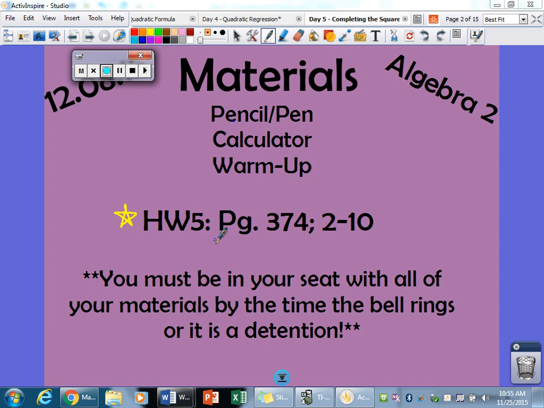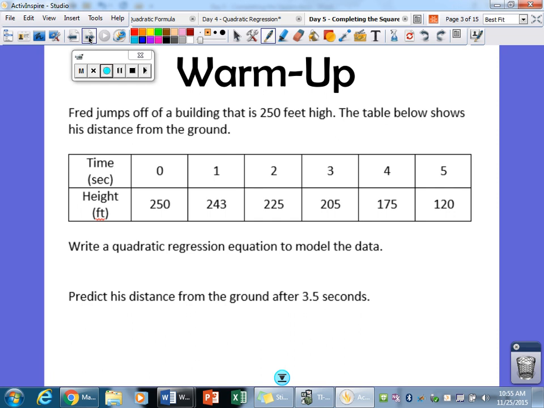Alright, let's begin. Here's your warm-up. Hopefully you got through it while your computer was loading. It is all quadratic regression. Fred jumps off a building that is 250 feet high. The table below shows his distance from the ground. So this is going to be our L1 values. This is our L2 values. And we're going to type it in our calculator.